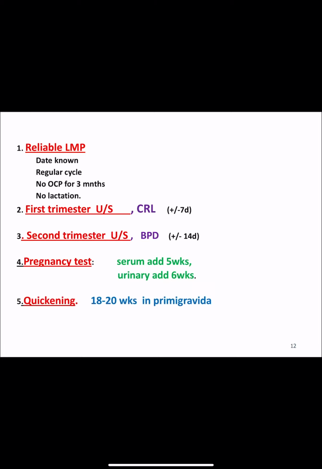Also, we can depend on quickening, which occurs at 18 to 20 weeks in primigravida and 16 to 18 weeks in multigravida. Again, this is a rough estimation. We depend on it if all other measures to detect gestational age are not available.